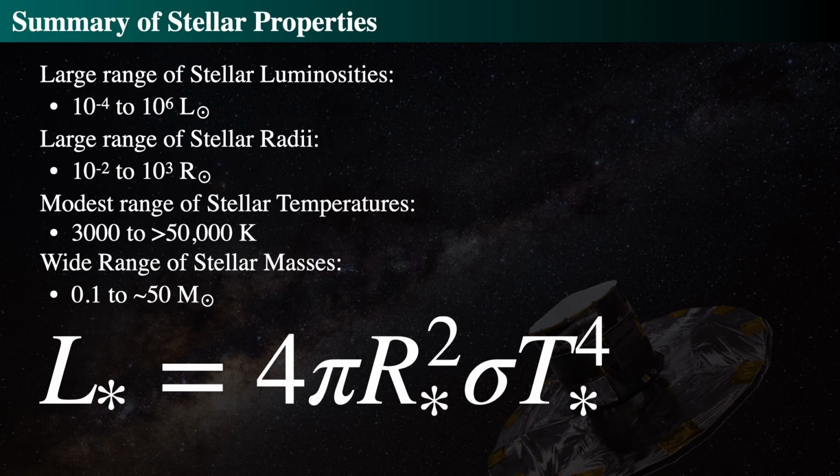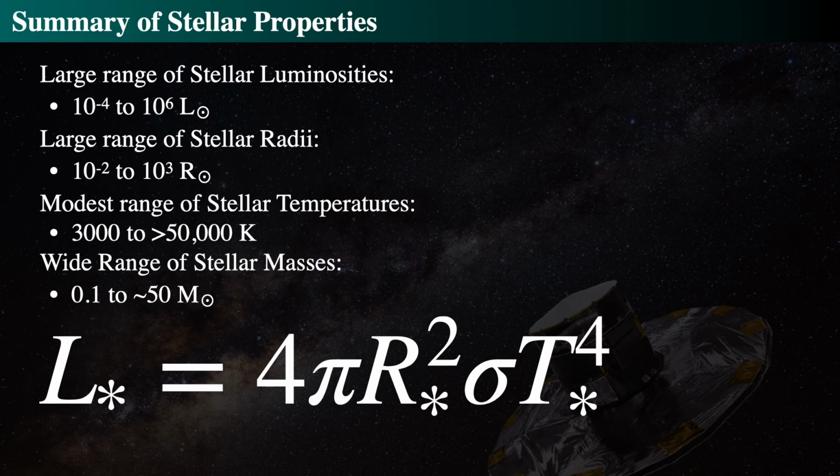So the summary of all stellar properties: there's a large range of stellar luminosities, from 1/10,000th that of the Sun in the deepest, reddest dwarf stars to 1,000,000 times the luminosity of the Sun. There's a huge range of stellar radii, from 1% the size of the Sun, or just like the size of the Earth, like the white dwarfs, to about 1,000 times that of the Sun, which are the supergiant type stars. But yet, given this huge range, there's not a huge range of temperatures, between 3,000 and 50,000 Kelvin.